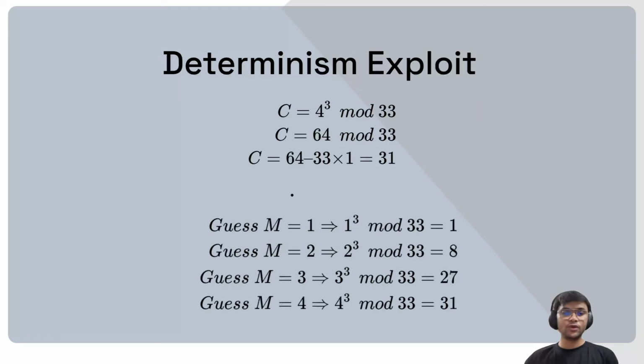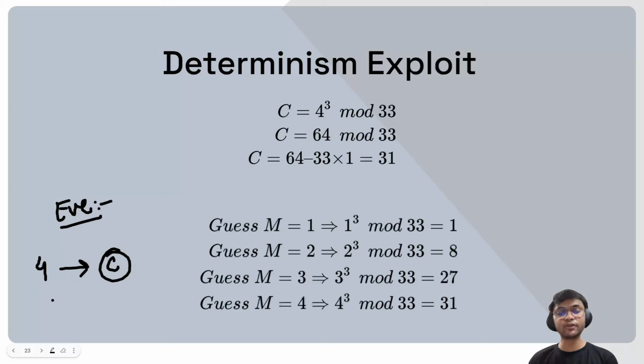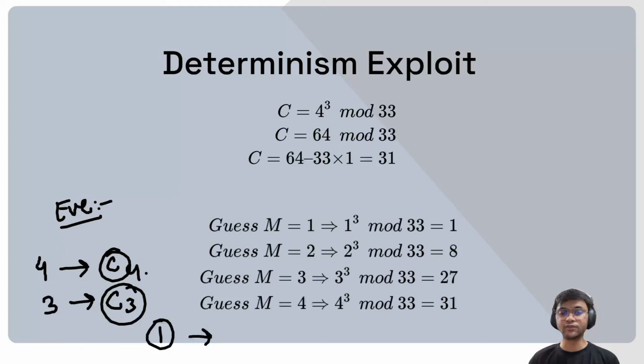Now, on Eve's part, Eve knows that whenever you compute the ciphertext for 4, it will produce the same ciphertext. Whenever you compute the ciphertext for a message 3, it will produce the same ciphertext. Similarly, if you compute the ciphertext for 1, it would give you the same result. And this is what Eve will exploit.